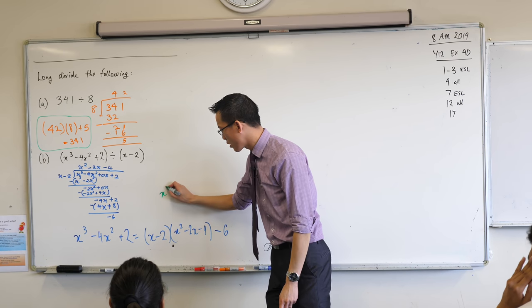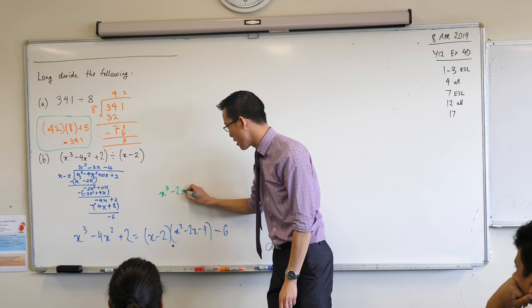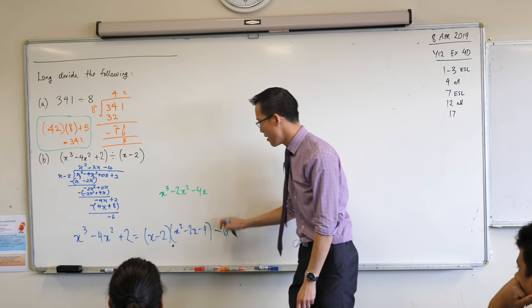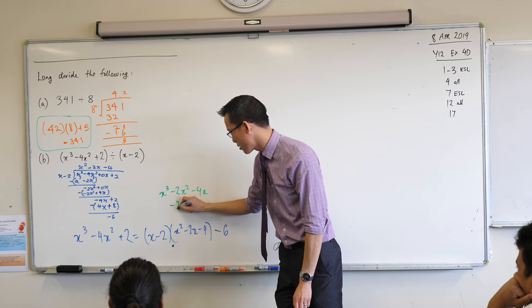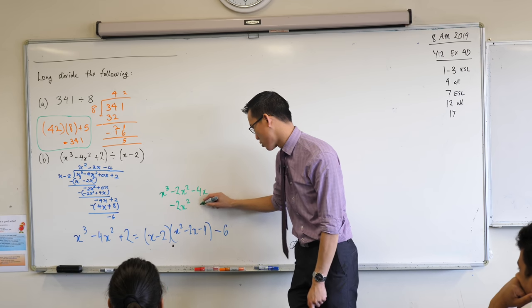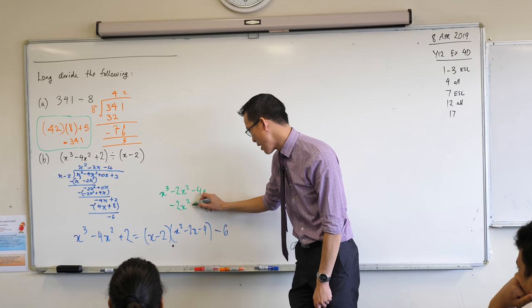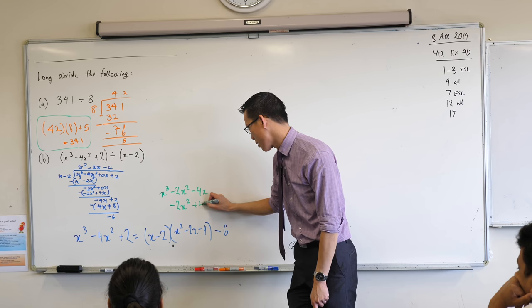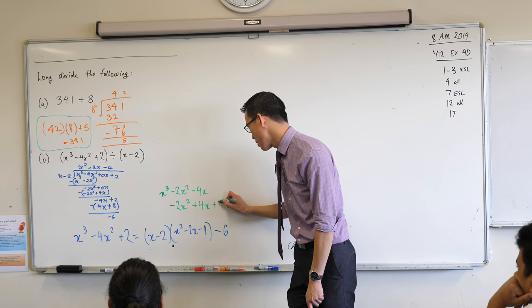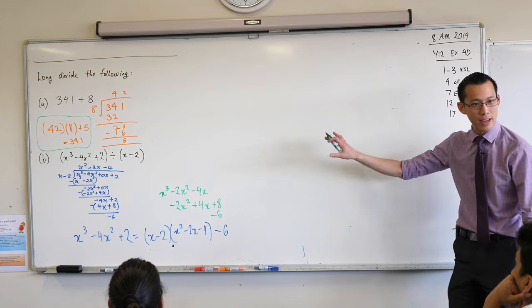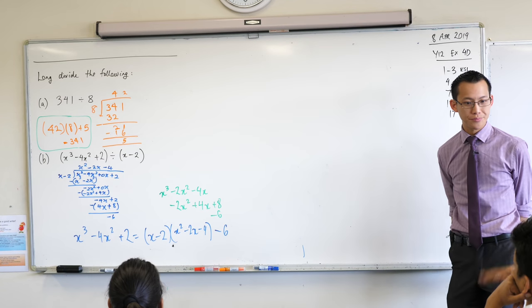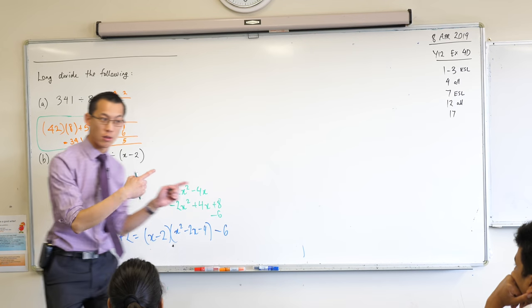So I'm going to multiply everything through by x, which gives me that. Then I'm going to multiply everything through by negative 2, which gives me this. By the way, you might notice I'm writing on two lines in a very deliberate way, and I'll ask you in a second why I've done that. That's a plus. Plus 8? Minus 6. And then there's the minus 6. Can anyone tell me why I've written in this weird way, not on one line in a row? Cancel out. It's to help me, just like in the long division, right?